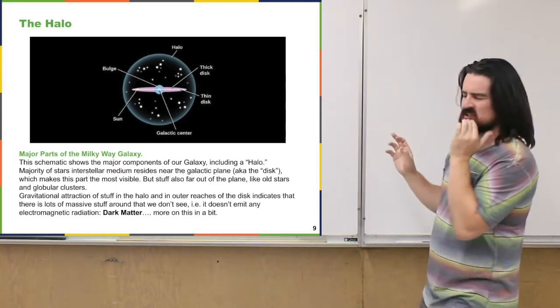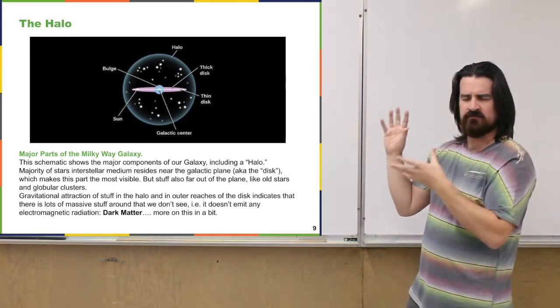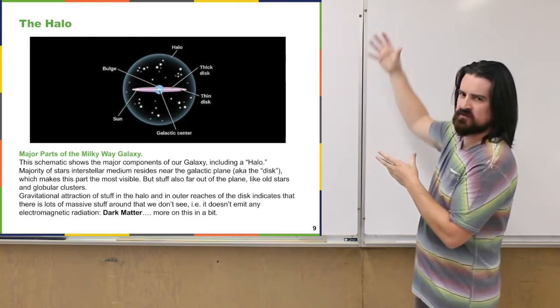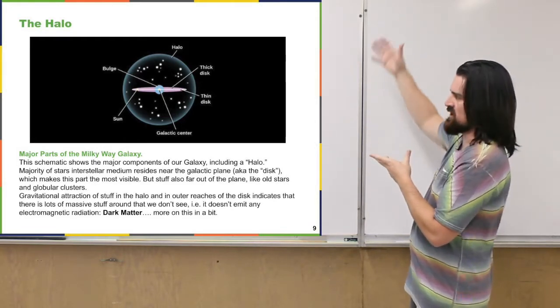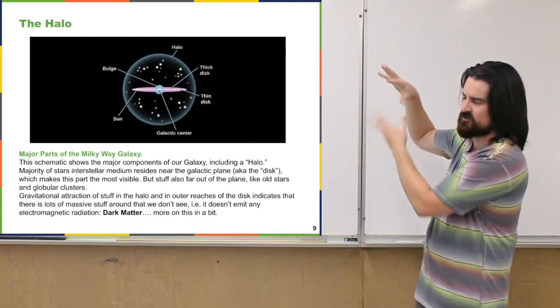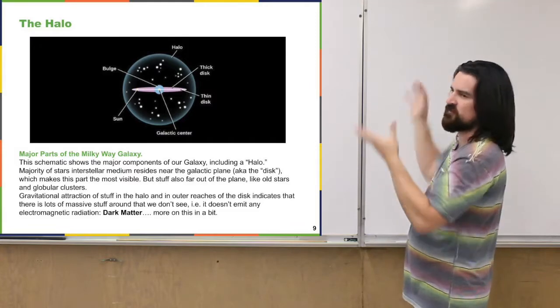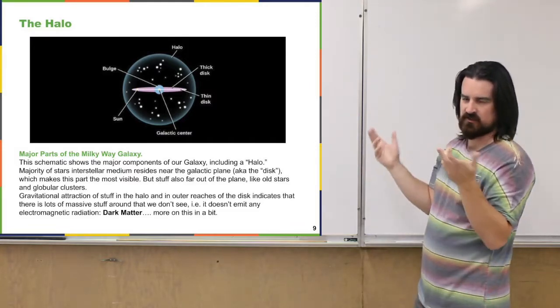I think I've mentioned the halo before, and I might have said it incorrectly where I said that each side or each hemisphere, the top and the bottom, are each called halos. If I said that, that was mistaken. It's the whole sphere around the galaxy that is called the halo.